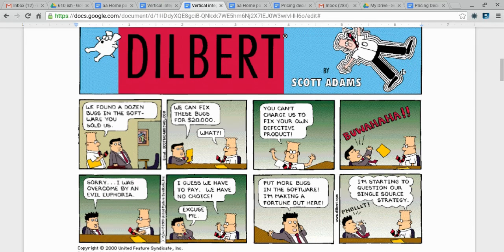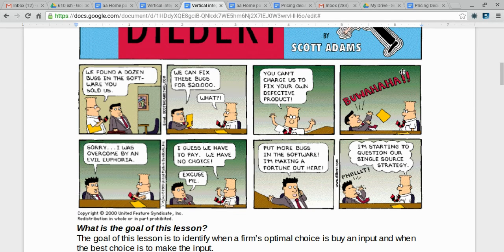The lesson starts with a comment from Dilbert, my main source of business education. Dilbert says, "We found a dozen bugs in the software you sold us." The vendor says, "We can fix these bugs for $20,000." "What?" exclaims Dilbert. "You can't charge us to fix your own defects." To which the vendor exclaims, "Mwahahaha! Sorry, I was overcome by an evil euphoria."